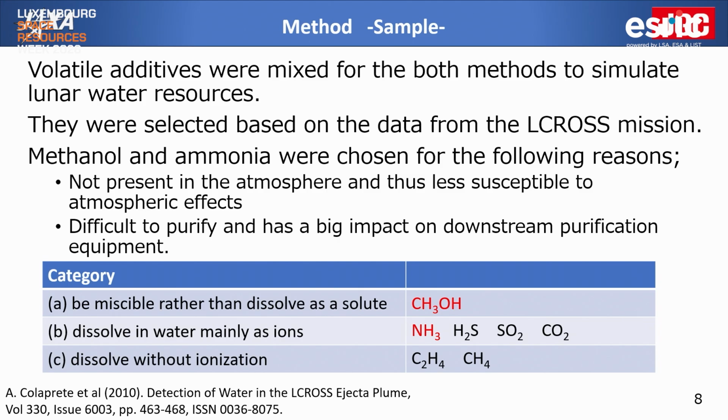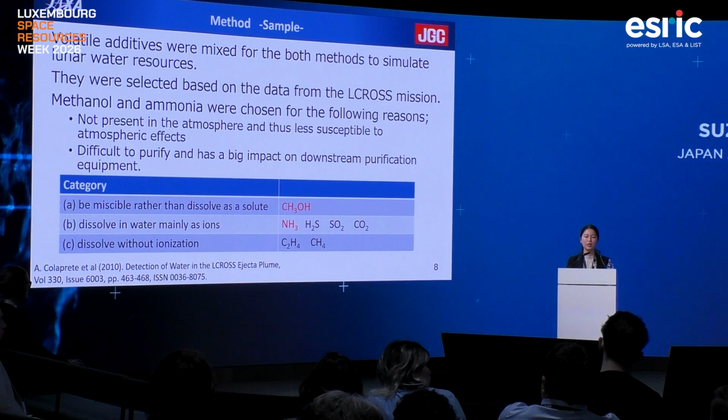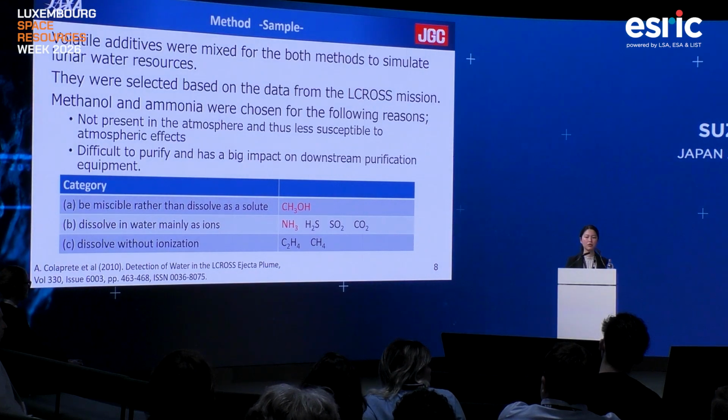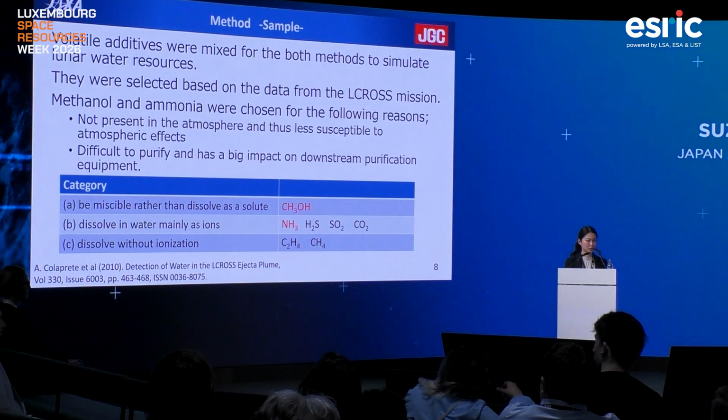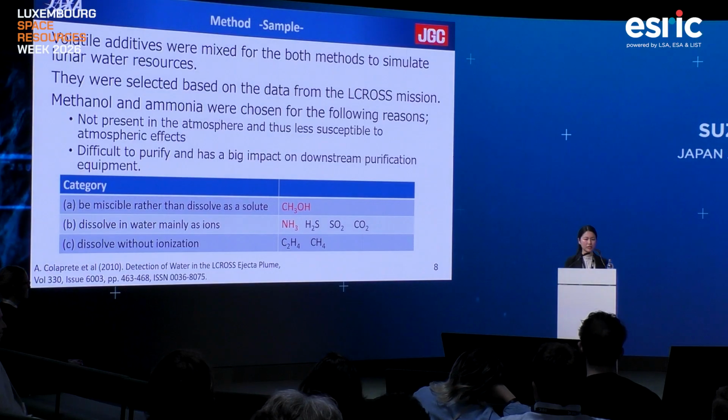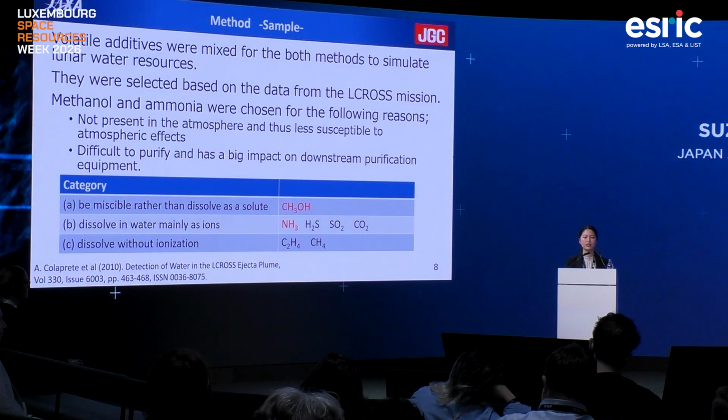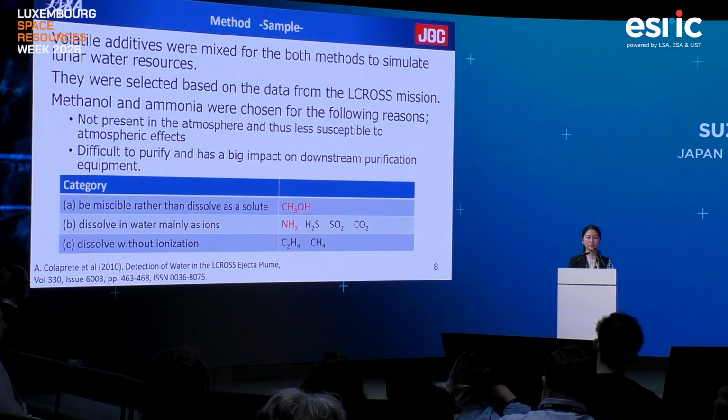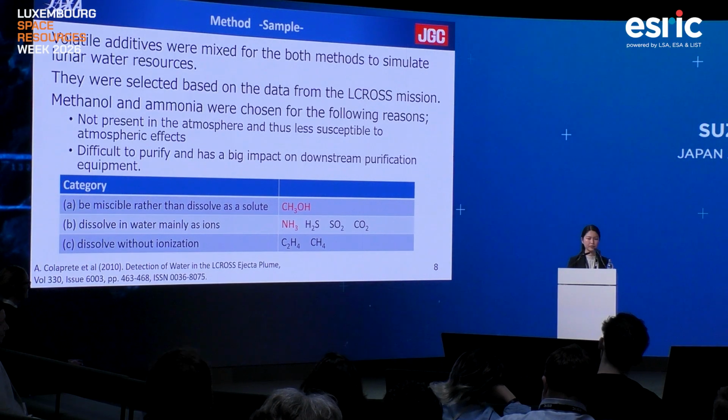And we also refer to the LCROSS mission. We saw that the materials observed in the LCROSS mission can be categorized into 3 types. First one is to be miscible rather than dissolve as a solute. And the second category is dissolved in water mainly as ions. And the third one is dissolved without ionization.